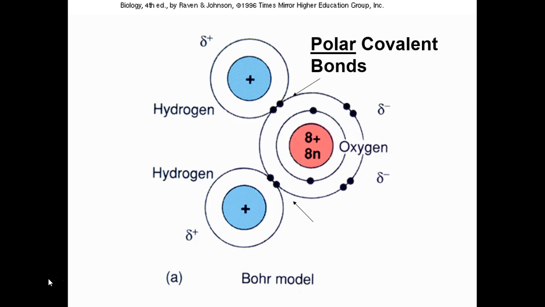Now, how would you describe something like molecular hydrogen? Well, you would also call it a single covalent bond, but because they are equally shared, we call it a nonpolar covalent bond. So molecular oxygen, molecular nitrogen, molecular hydrogen, where the electrons are equally shared, we call those nonpolar covalent bonds.